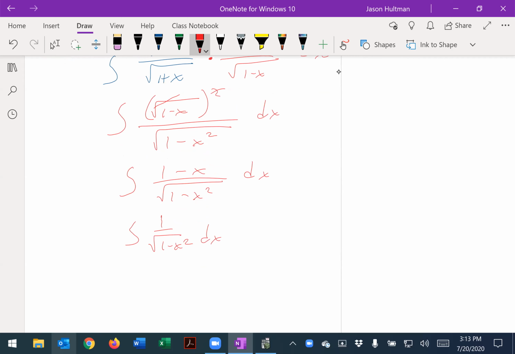Do I want a minus? No, I want a plus. Just thinking ahead, because when I take the derivative, I'm going to get a minus. So I want the minuses to cancel out. So I want a plus here of negative x over the square root of 1 minus x squared.